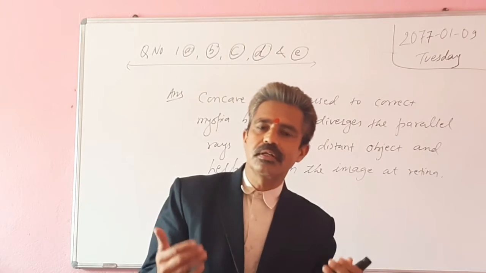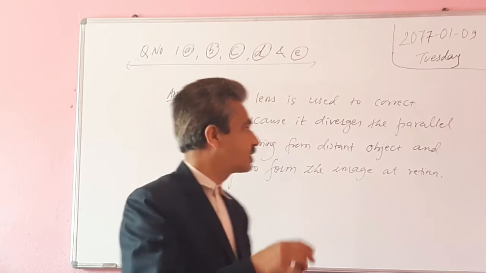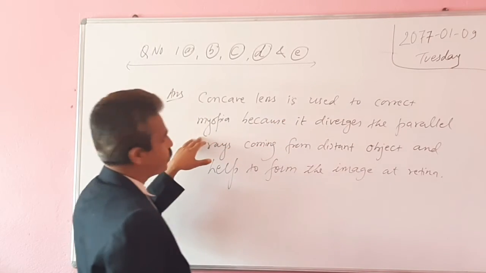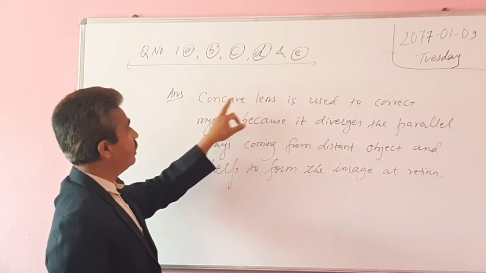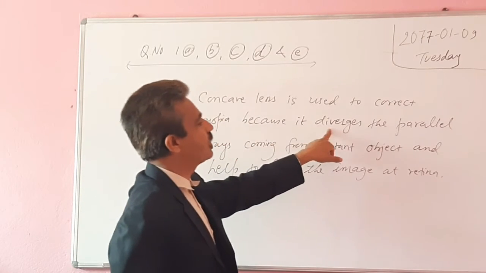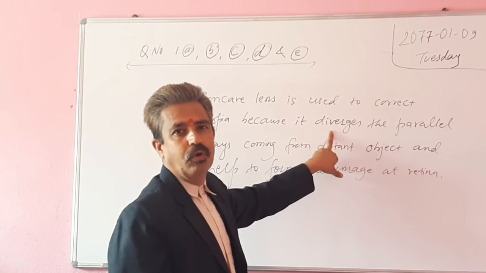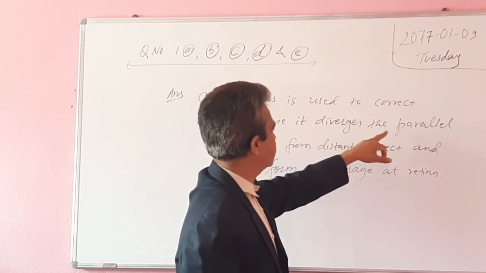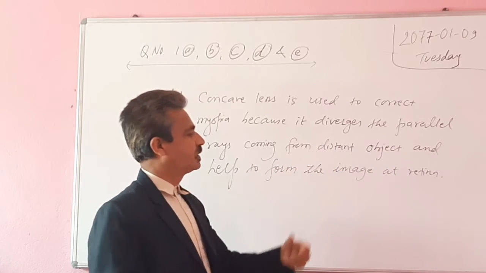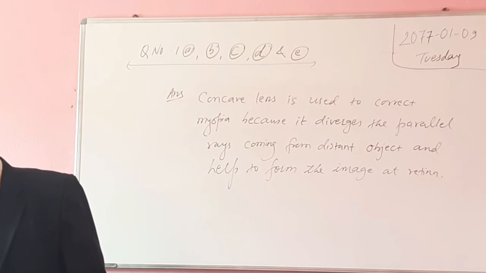Then which lens is used to correct hypermetropia or long-sightedness? Yeah, convex lens. So convex lens is used to correct hypermetropia. What can I write here? Convex lens is used to correct hypermetropia because it converges. See, if we slightly change the words, we can find out. Converges the parallel rays coming from near object and help to form the image at retina. Okay? Simple answer, simple way.